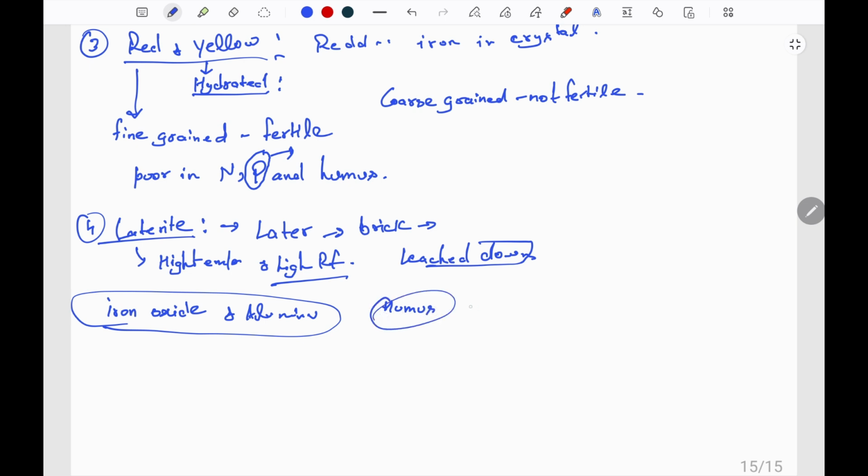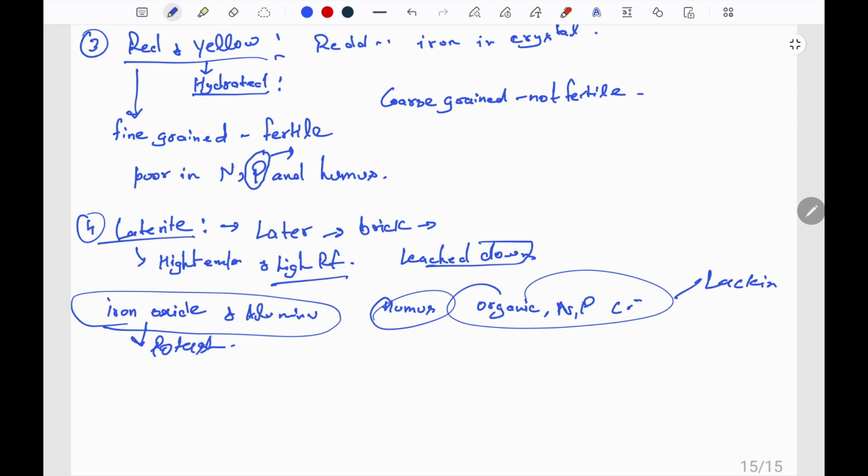So these soils are poor in organic matter, nitrogen, phosphorus, calcium. These are lacking in this soil, and it also contains potash. So this laterite soil is found in Tamil Nadu, Andhra, Kerala, and suitable for crops like cashew nuts.